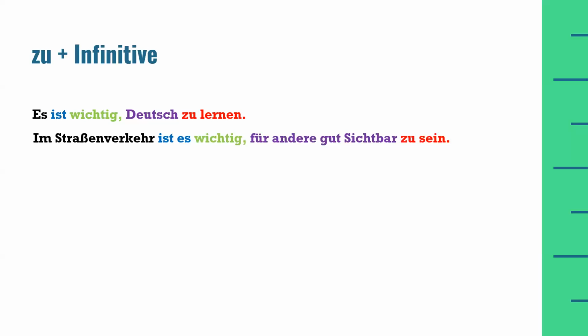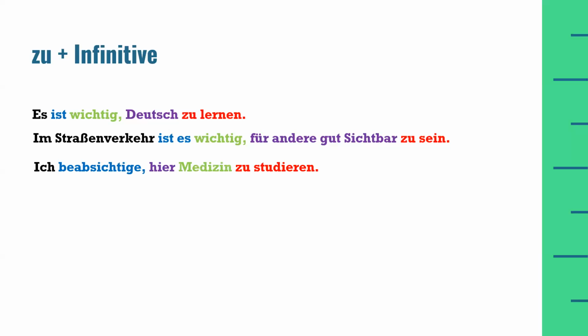Im Straßenverkehr ist es wichtig, für andere gut sichtbar zu sein. In traffic, it's important to be visible for others. Im Straßenverkehr ist es wichtig: in traffic, it's important. Für andere, for others, gut sichtbar zu sein, to be clearly visible. Good means good also. So again, sein is coming at the last position of the sentence after zu.